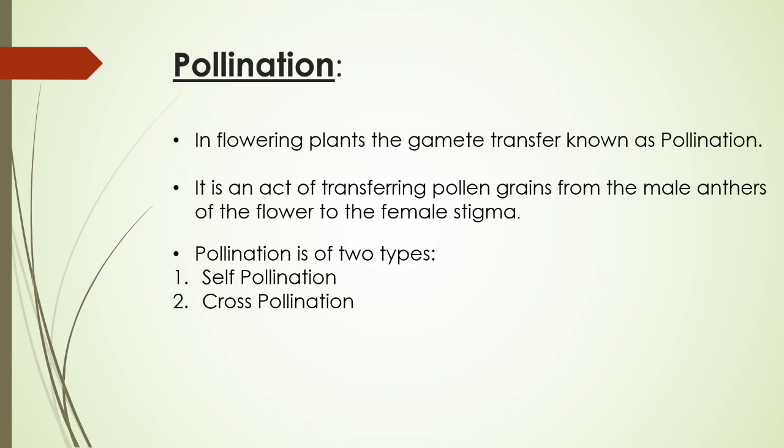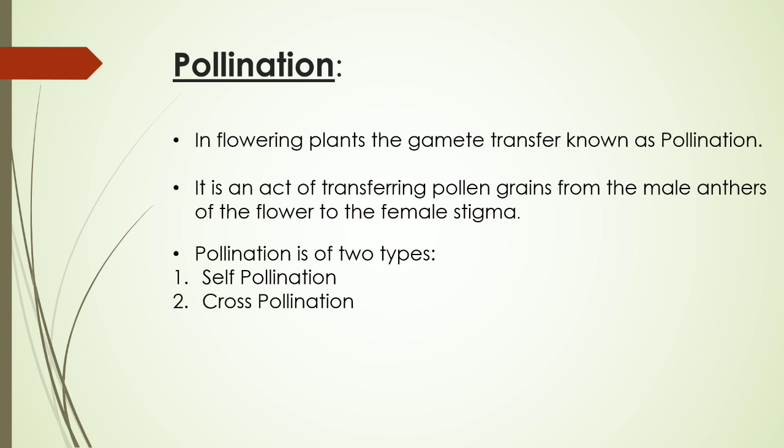In flowering plants, the gamete transfer is known as pollination. It is an act of transferring pollen grains from the male anthers of the flower to the female stigma. In seed plants, pollen grains are the carriers of male gametes and ovules have the egg. Pollination is of two types. First one is self-pollination and second one is cross-pollination.